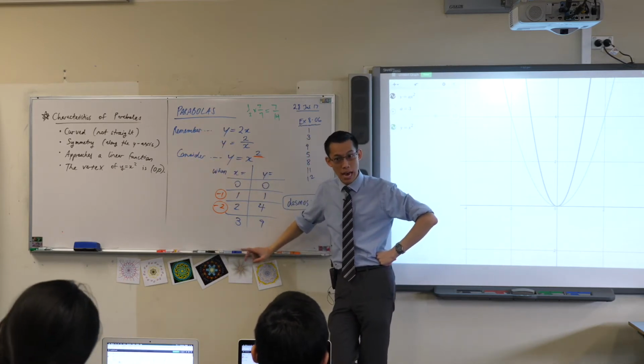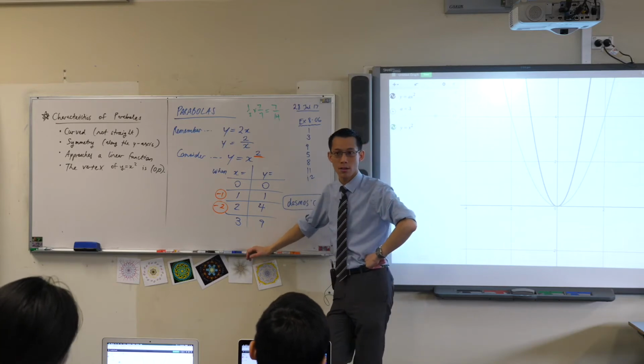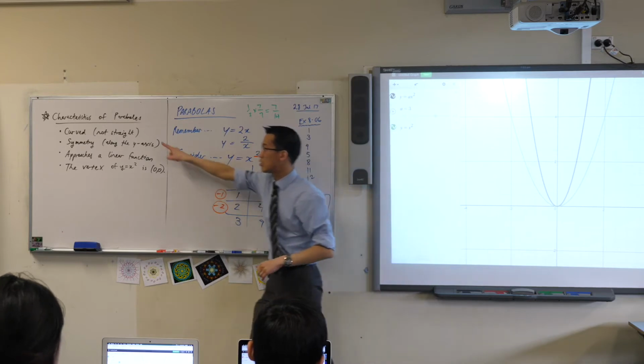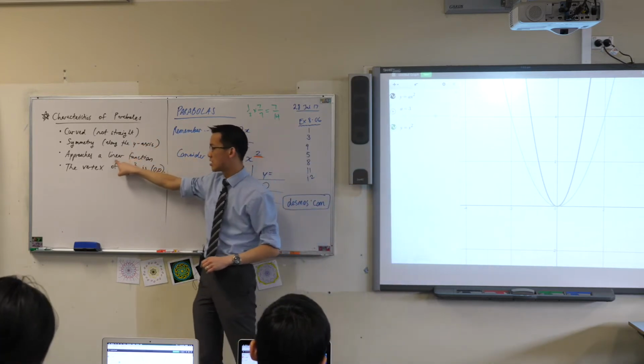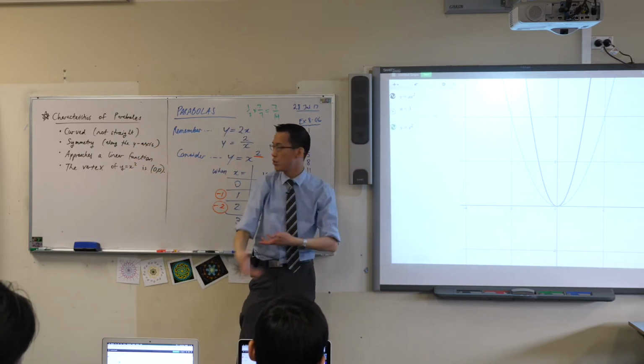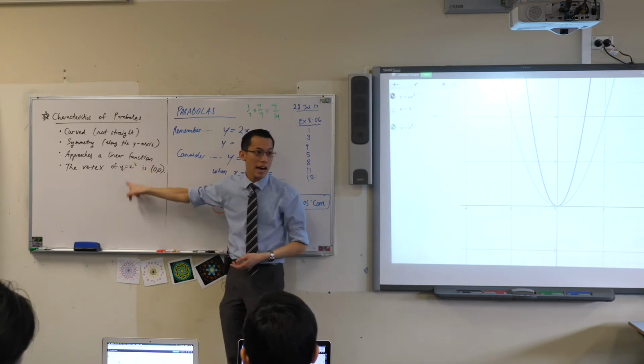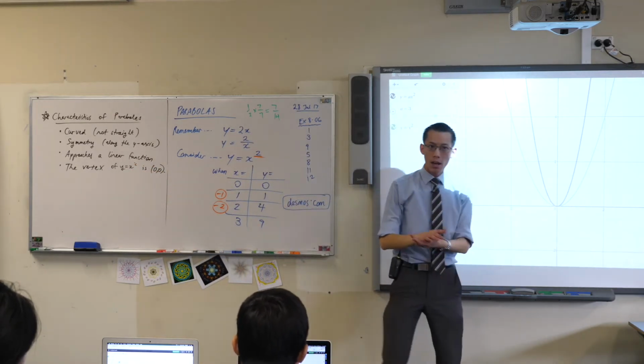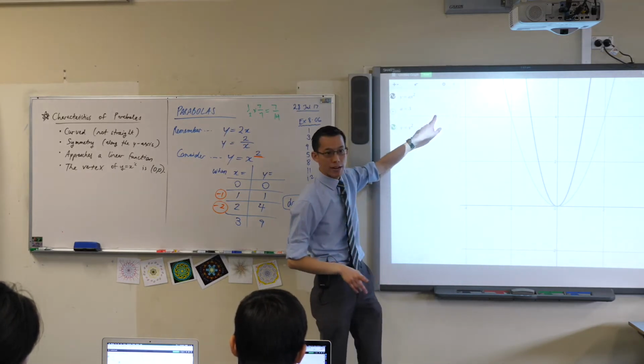We wrote down 4 things. How many of them are still the same? They're all the same, in fact. Okay, it's still curved, there's still the same symmetry, if you zoom in at a spot you choose, it'll still look like a straight line, and it still has the same, what's that called again? The vertex. Okay, good.